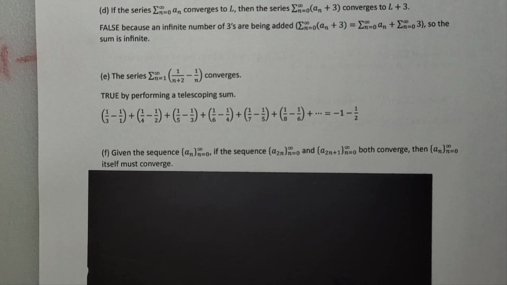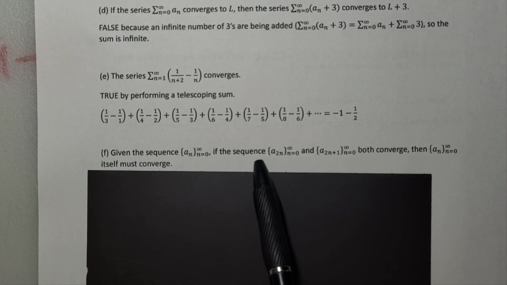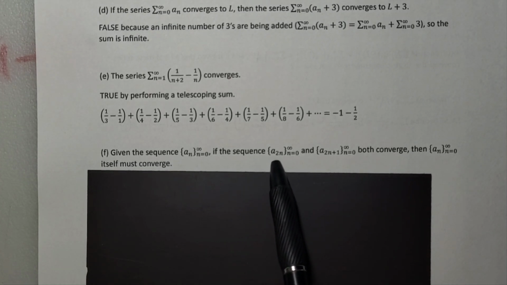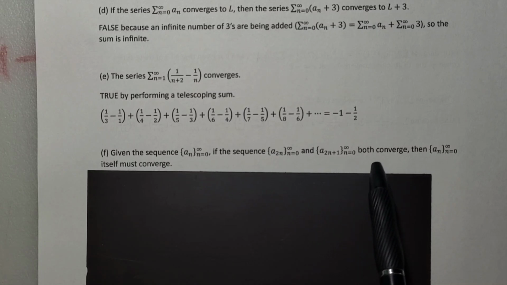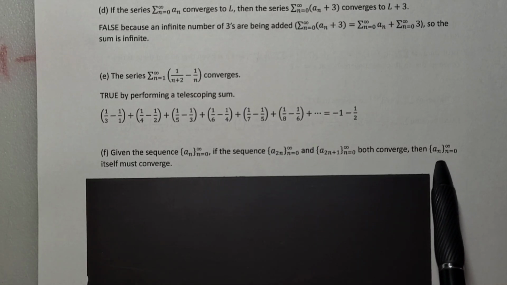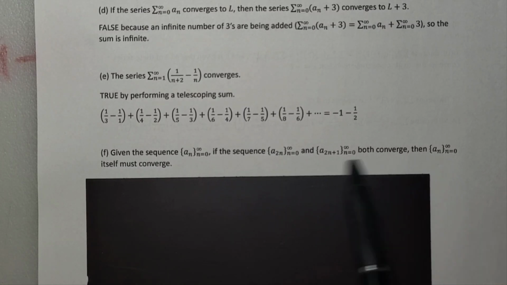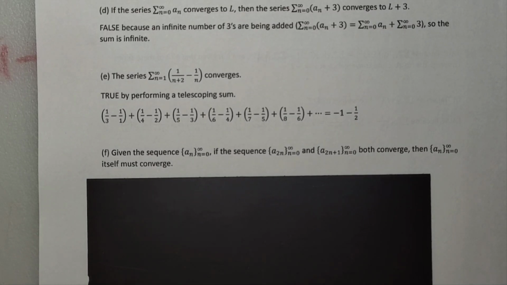Given the sequence a sub n, if the sequence a sub 2n and a sub 2n plus 1 both converge, then a sub n, the original, must converge. Is this true? Is this false? This one, it's probably a good idea to try to think of a counterexample right away. Can we make a simple one? This is a sequence. It's just a list of numbers. Can we make an infinite list of numbers that can prove this wrong?